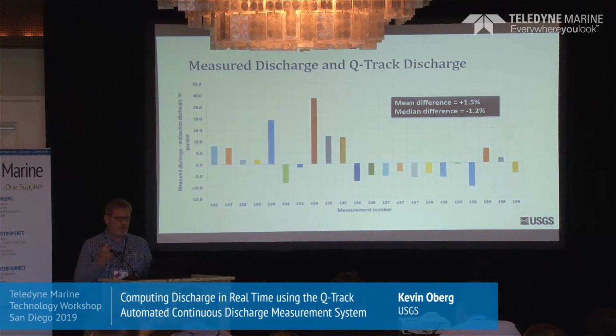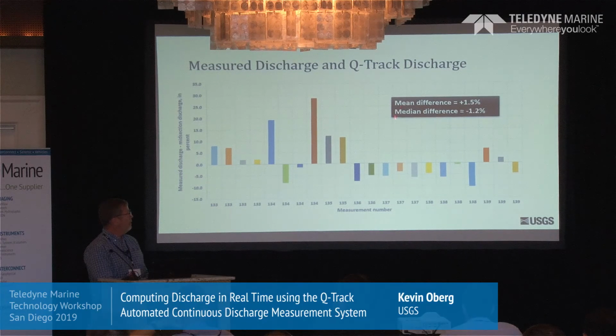Now, this slide shows data where we compare the discharge from the QTrack system to discharge measurements. That means that we go out and make periodic measurements of flow. And so in a way, that is the ground truth of everything. That should be the standard. And so we're computing the percent difference here relative to these measurements. And there's some variation in the results, which we need to investigate.